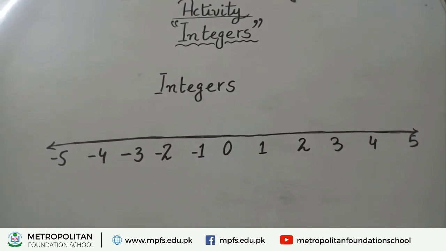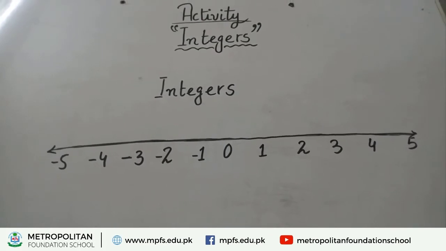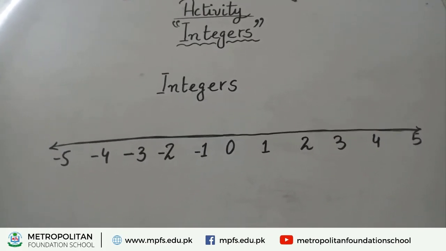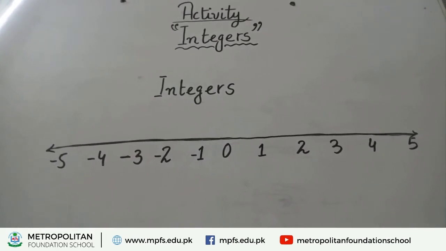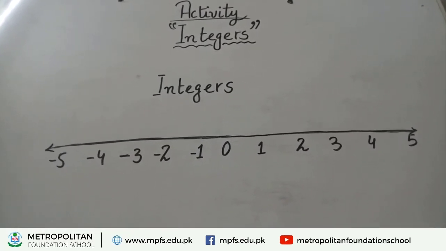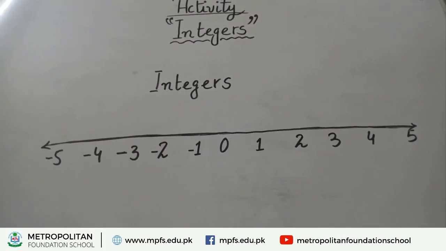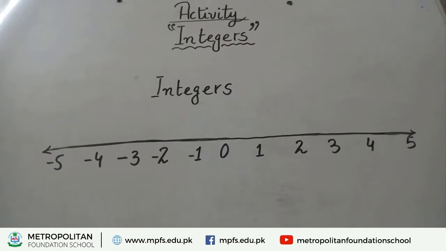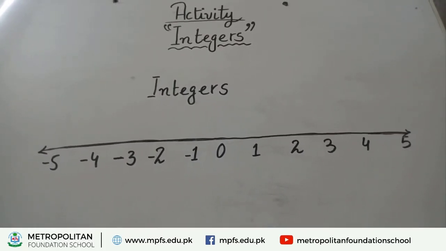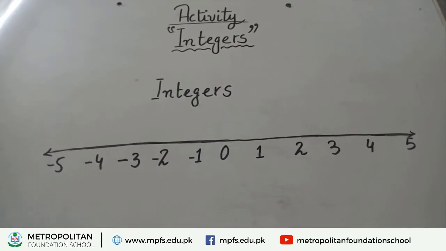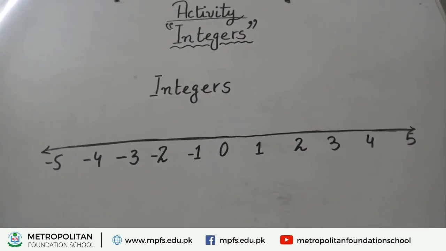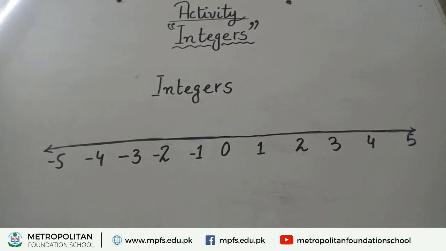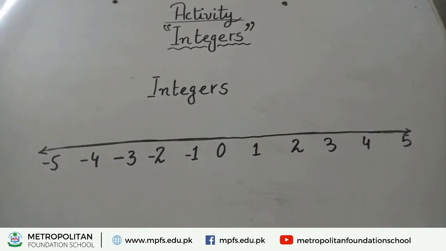Integers are of two types, positive integers and negative integers. As I have told you before, we have two types of integers, positive integers and negative integers. Positive integers are, as you all can see in this scale also, after 0 we have plus 1, plus 2, plus 3, plus 4 and plus 5, which are positive integers, and before 0 we have minus 1, minus 2, minus 3, minus 4 and minus 5, which are negative integers.